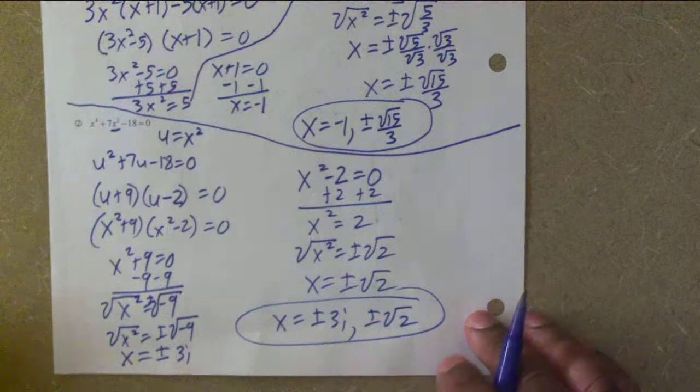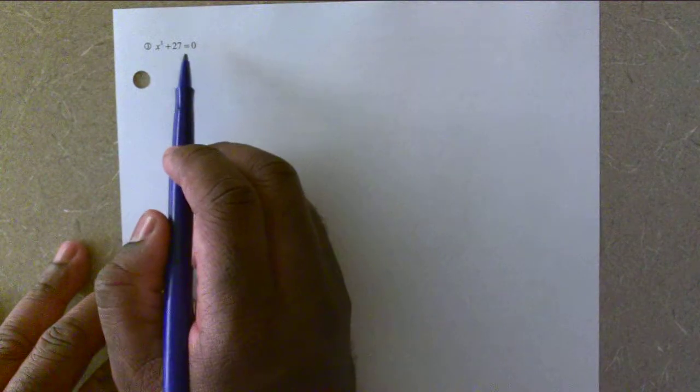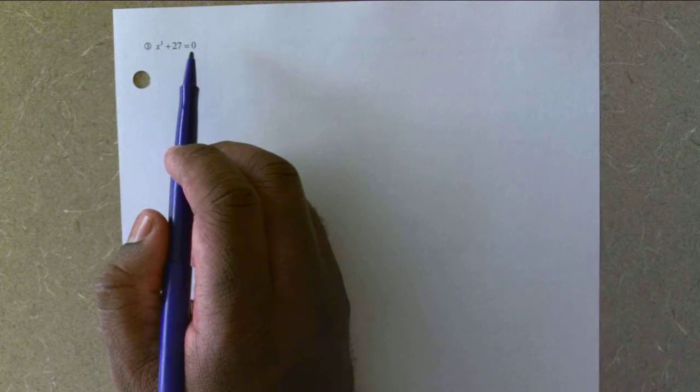Okay, now we move on to page 99. Now this is more practice. So now we have x cubed plus 27 is equal to 0. Now, we first see that all of the terms are on one side equal to 0. Next we check and see if they have a greatest common factor. The greatest common factor is just positive 1.